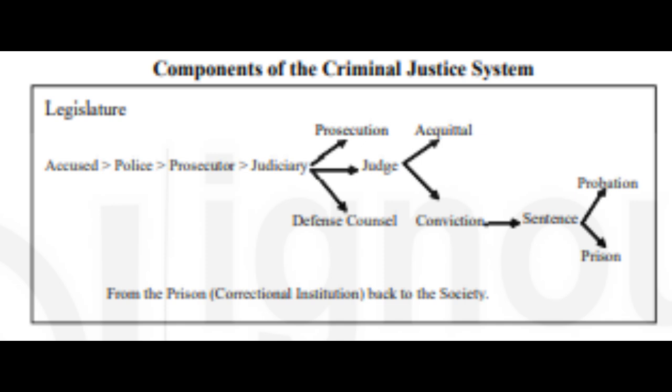The correctional agencies like prisons and probation come at the end. The functioning of the key functionaries in each component has a direct bearing upon the functioning of the other components. They are interdependent upon each other and influence each other's functioning.